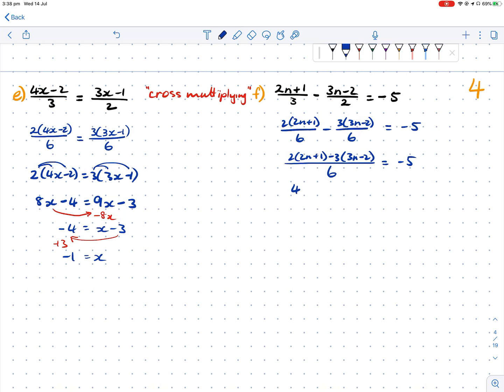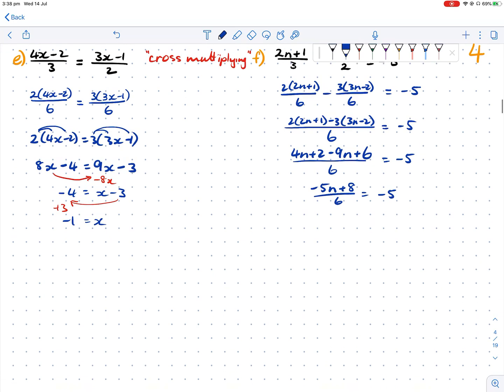If we expand the numerator, 4n plus 2 minus 9n plus 6. Again, remember, negative 3 times negative 2 is positive 6. Over 6 equals negative 5. If you simplify the numerator, negative 5n plus 8 over 6 equals negative 5. Now, all of those steps that we did in simplifying the fraction, if you can combine any of those steps together, you're more than welcome to do so. I've just shown you all of the steps that you'll need to do.